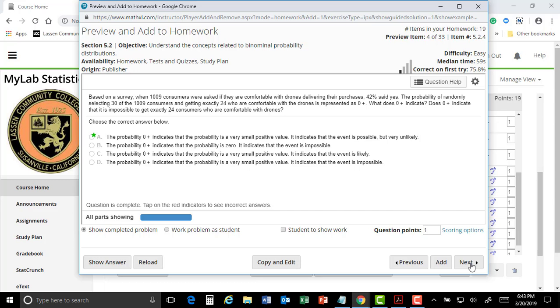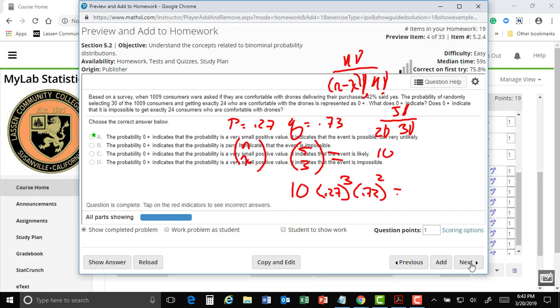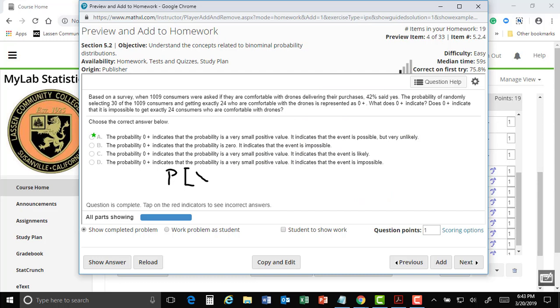Okay, so here it is. They want to know the probability that the random variable X is going to be equal to what? Okay, let's see what it says. The probability of randomly selecting 30 and getting exactly 24 is equal to 0 plus. What is the probability of getting 24 customers who are comfortable with a drone? And it's coming from not total noise, but some kind of operations generating points in a binomial distribution.